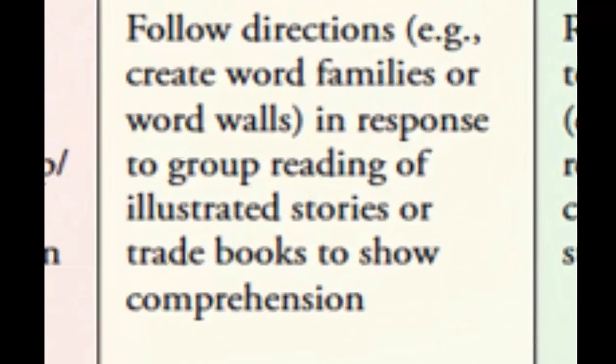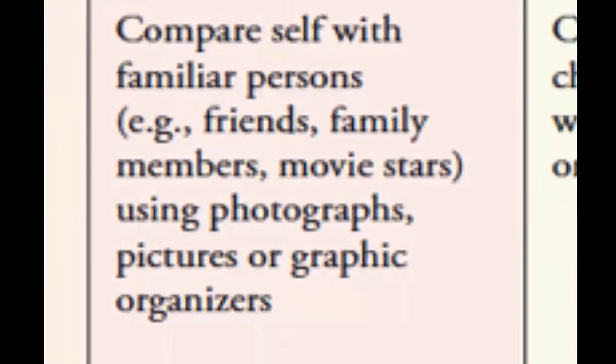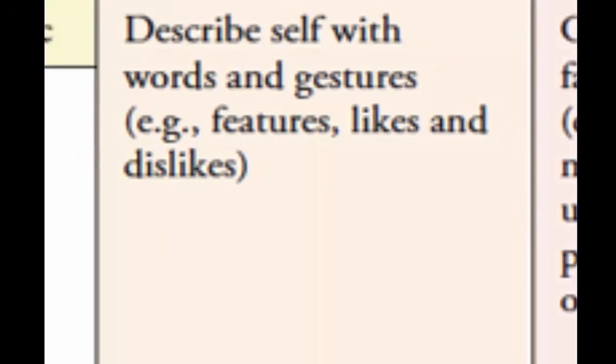For example, in listening, a Level 3 developing student may be able to follow directions, for example, create word families or word walls, in response to group reading of illustrated stories and trade books to show comprehension. In speaking, point of view, a Level 2 student may be able to compare self with familiar persons, friends, family members, movie stars, using photographs, pictures, or graphic organizers, while a Level 1 student would be able to describe self using words or gestures, for example, features, likes, and dislikes.